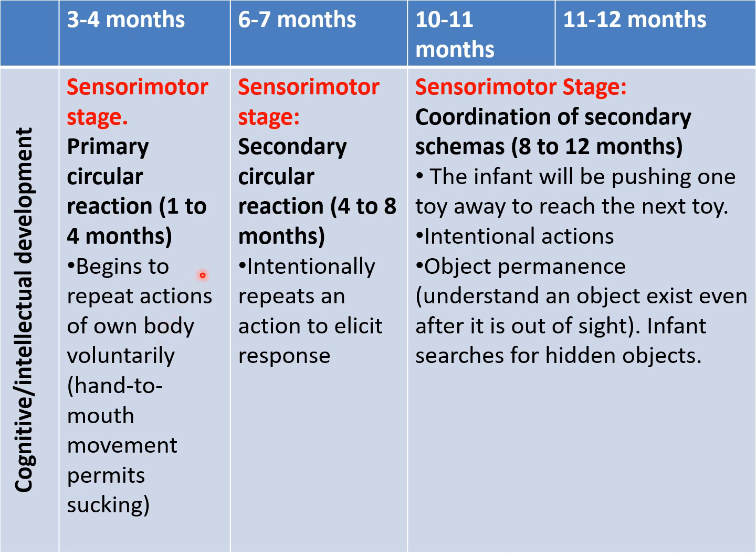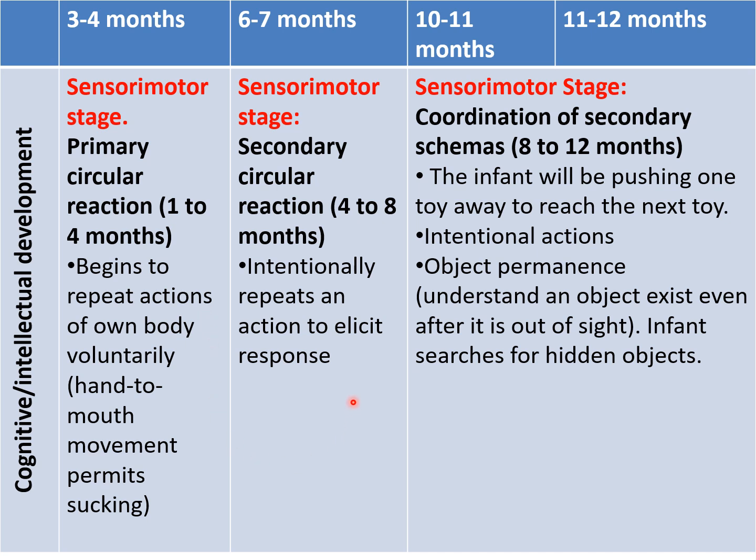Primary circular reaction means they begin to repeat actions of their own body voluntarily. They will be taking the hand to the mouth and sucking on the hand. So that is a pleasure thing for them. They will be repeating this action. This is primary circular reaction.